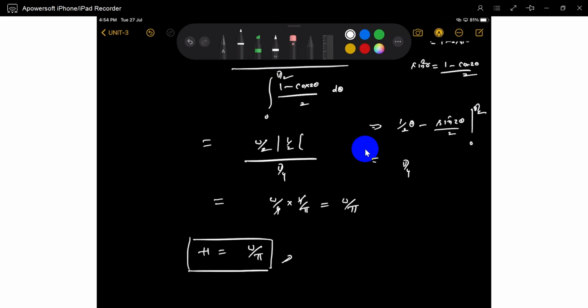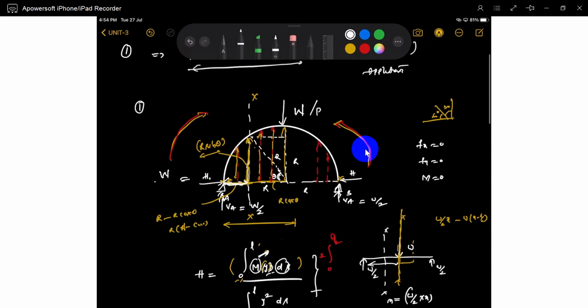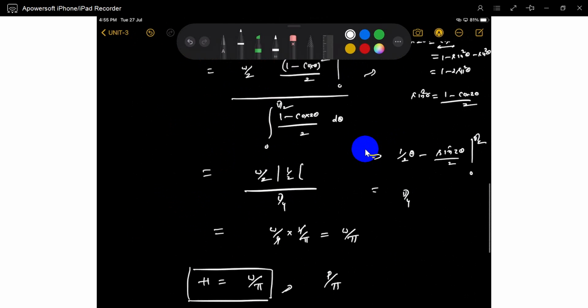So that's the value of the horizontal thrust, W by pi. Once you have got W by pi, you can find the bending moment at every section. Is it easy? Now it is easy to find the bending moment, shear force, horizontal thrust, normal thrust, radial thrust, anything. That's the story.